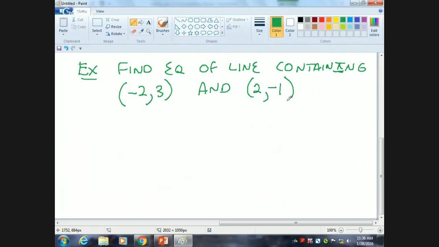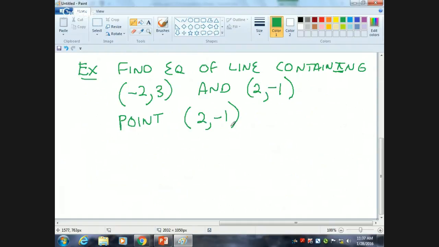A 2-point response would be to realize, okay, I need a point. I can pick either one of these. I'm going to go with 2, -1. I could just as easily have picked -2, 3. Boom! 2 points out of 5.